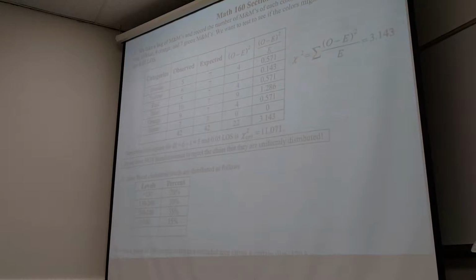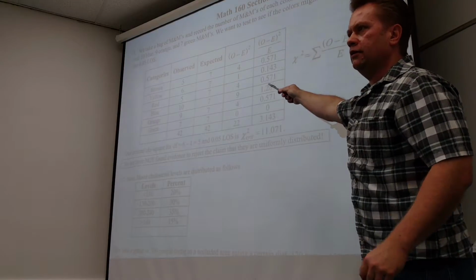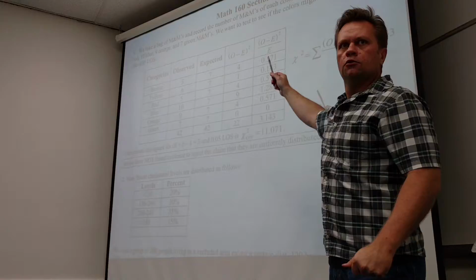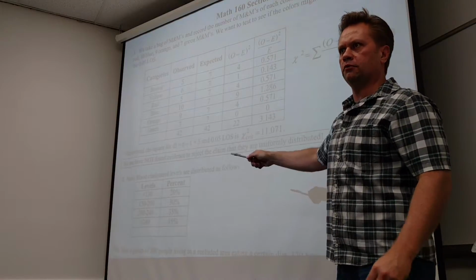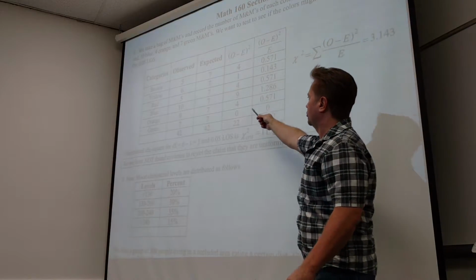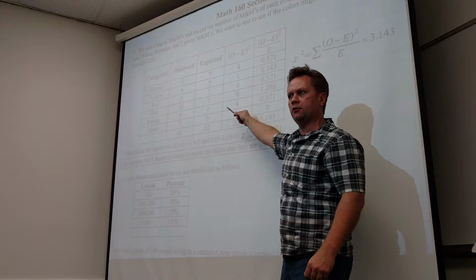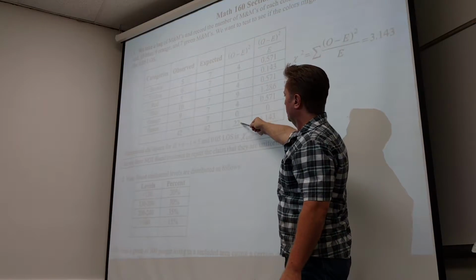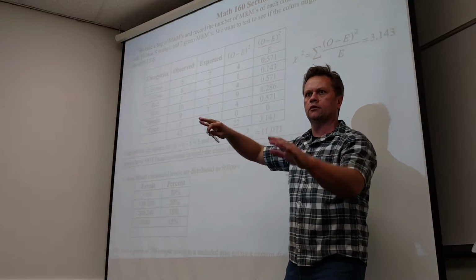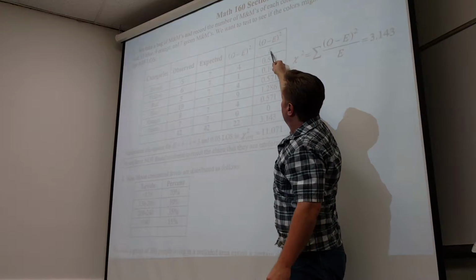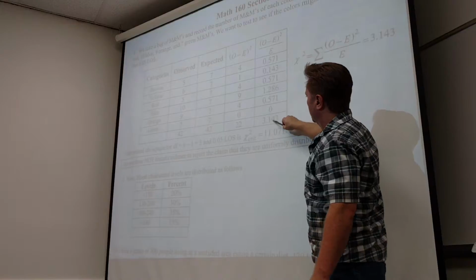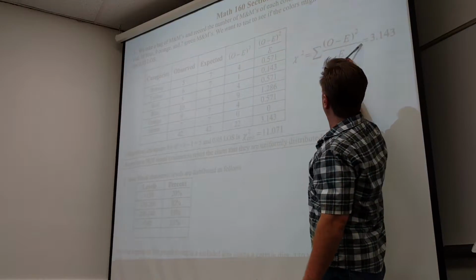Okay. But the actual math of this is just really simple. You subtract them to see how different your observations were from your expected. You square them so that you kill all the negatives. And then you divide each by what you expected. Bam, bam, bam, bam, bam. So you sum them up and I get 3.143.